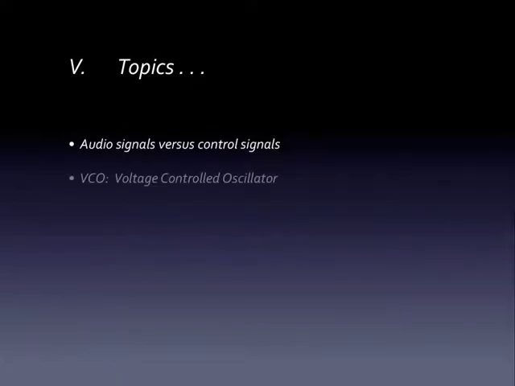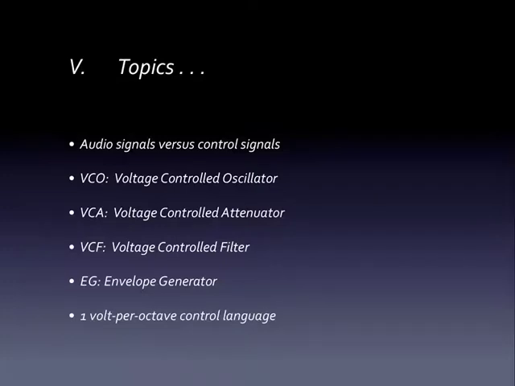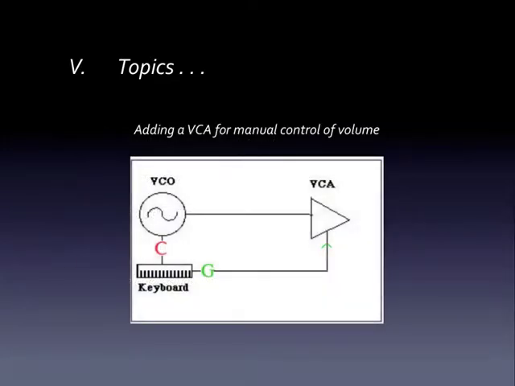In addition to explaining what control voltages and gate signals are, topics covered will include the difference between audio signals and control signals, voltage-controlled oscillators, voltage-controlled attenuators, voltage-controlled filters, the envelope generator, the 1 volt per octave protocol, and how that tells oscillators which note or pitch to play. This part will actually be the first topic that is covered in the tutorial as well as in the demonstration.